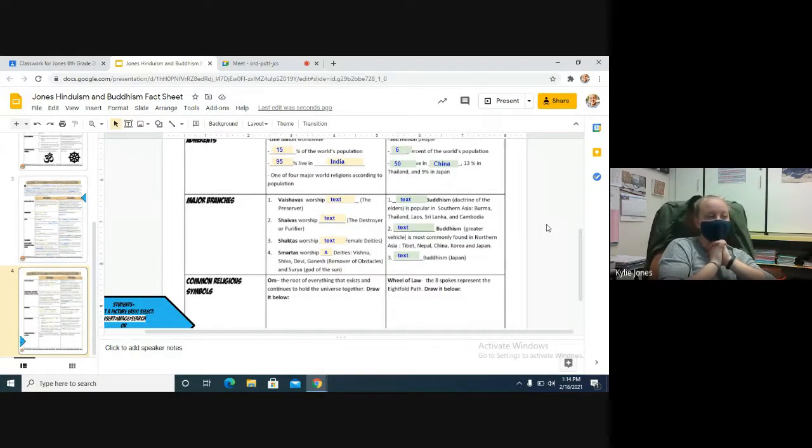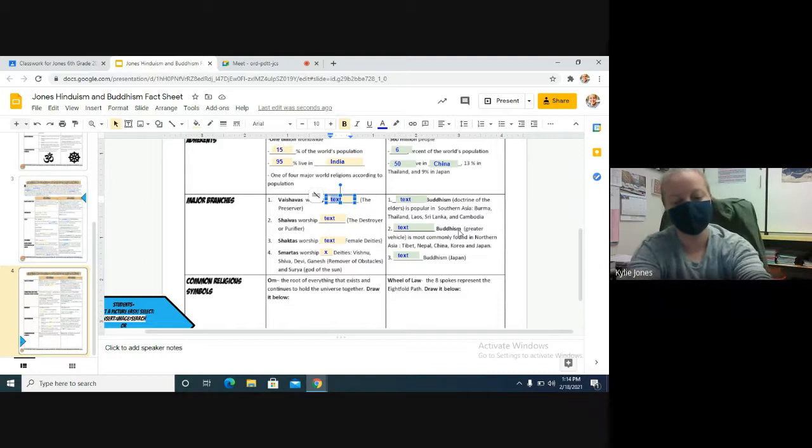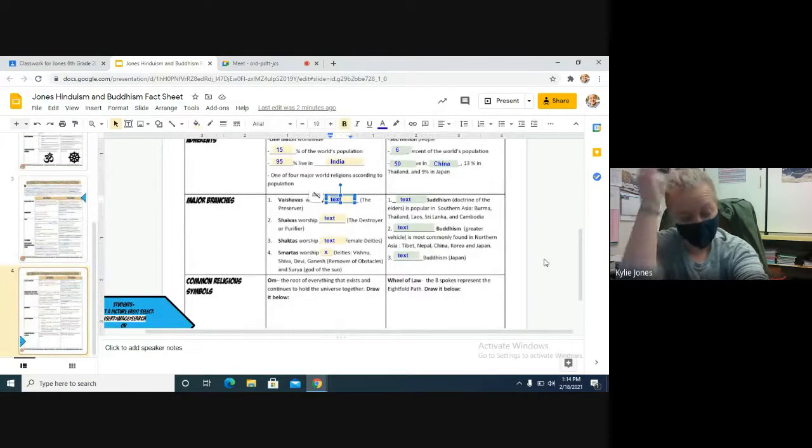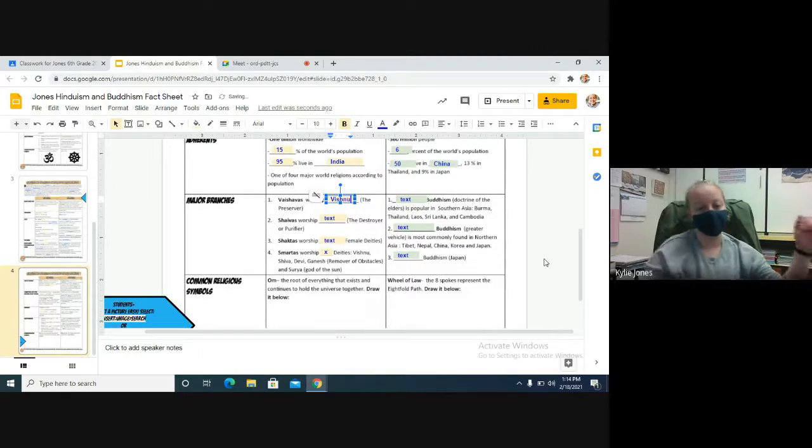So there are different branches of these religions. Number one for Hinduism is the Vaishnavas. They worship blank, the preserver. Who do they worship? We're in Hinduism. Starts with the V. Vishnu. Vishnu, who is the preserver.